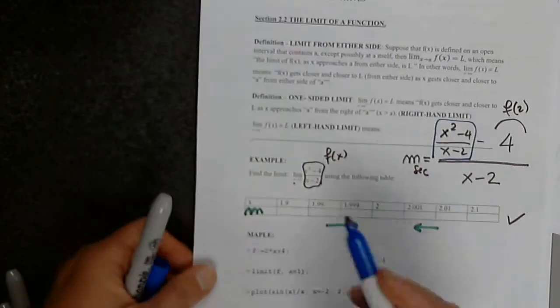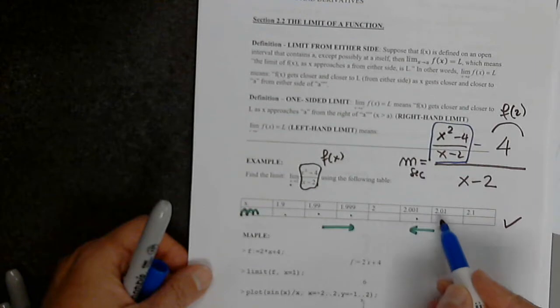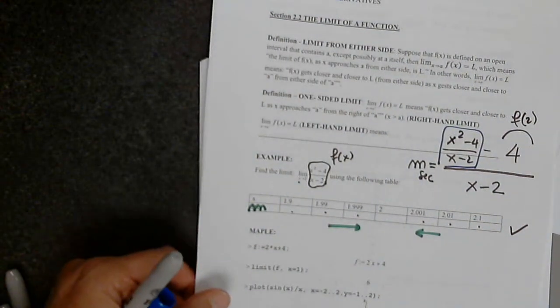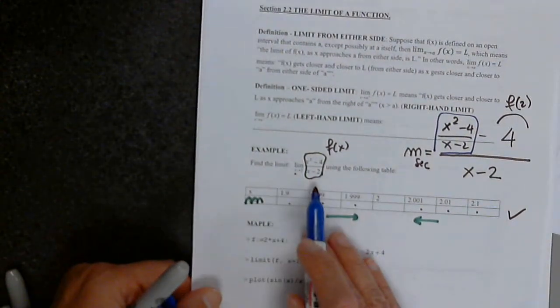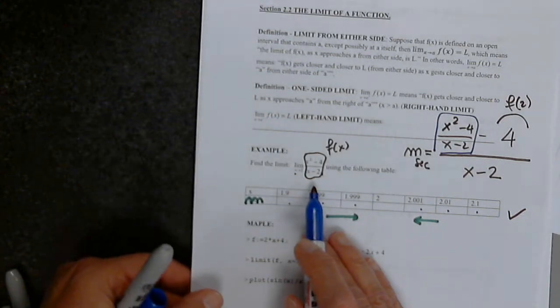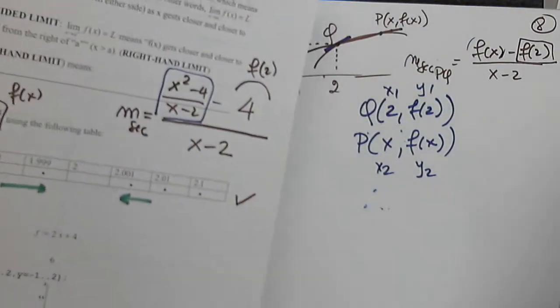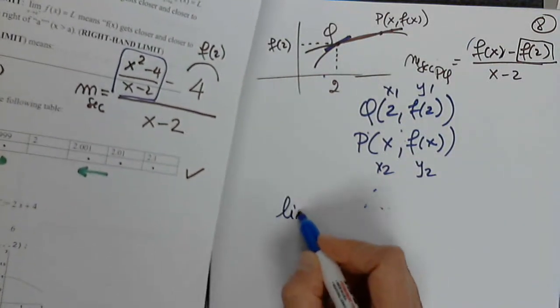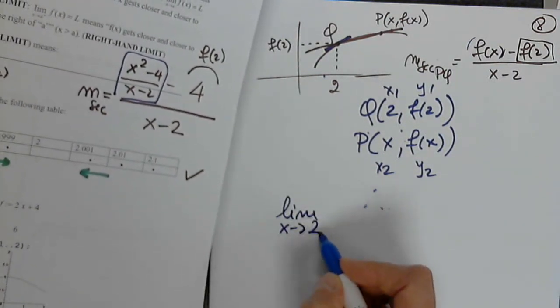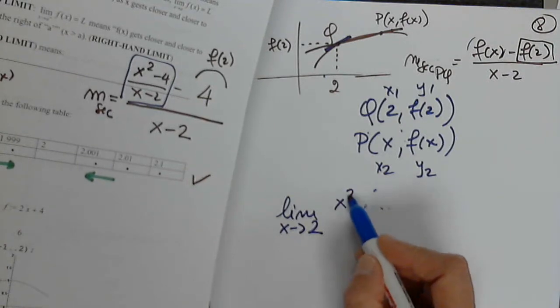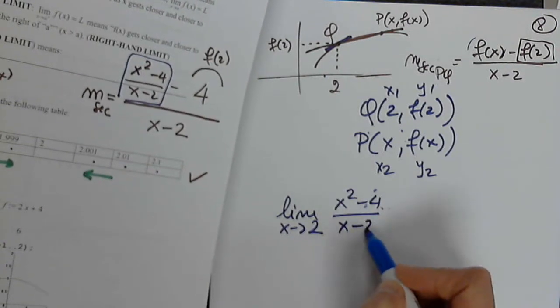Okay, so then you can fill in this, right? We are going to do it algebraically, which we already did. So we will have the answer right here in a blink. We did it already, but let's do it one more time. Limit as x approaches 2 from either side of x squared minus 4 over x minus 2.